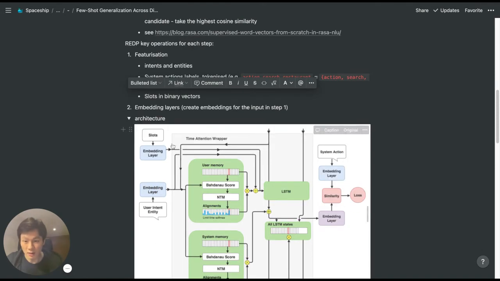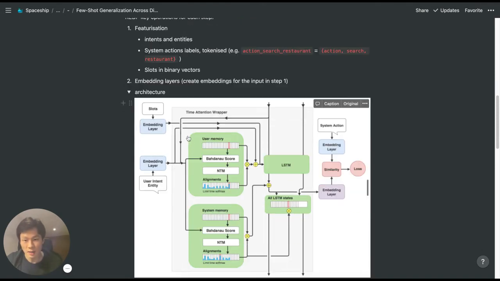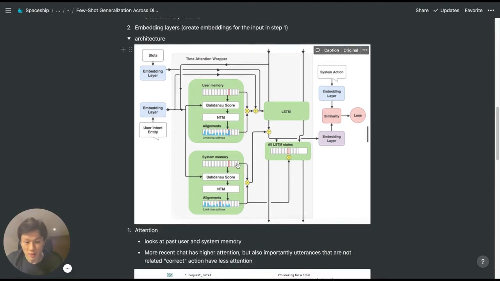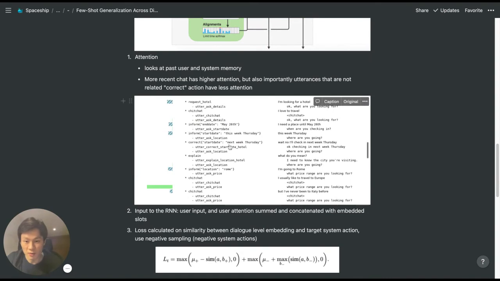Then the vectors are fed into the embedding layers and then into an attention mechanism where we look at past, user, and system memory. In the attention mechanism, it's truncated to only looking at the past, which makes sense because in a dialogue we can't look into the future. So how the attention mechanism helps the system is that, for example, the most recent chat will get the highest attention. But previous chats, like for example these ones, the chit chat that is unrelated to the system actions, will get ignored.